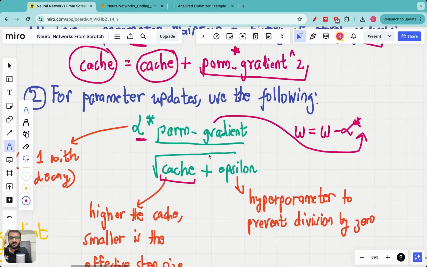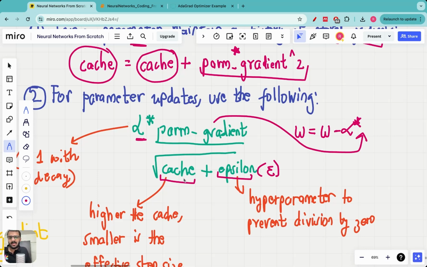And that's why we have put this cache in the denominator. So higher the cache, higher the gradient values, smaller is the effective step size. Smaller the cache, smaller the gradient values, and larger is the effective step size. And the reason we add this epsilon is that epsilon is a very small quantity. It's basically a hyperparameter which is added just to prevent the division by zero.